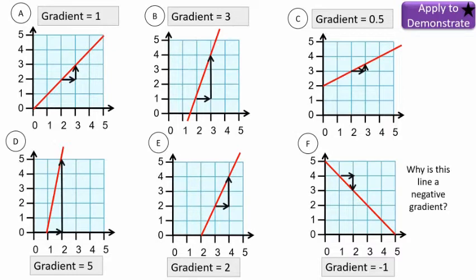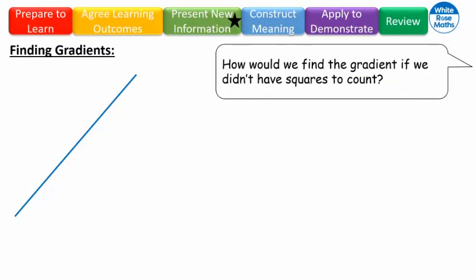For question F, we have a negative gradient. Having found out it was a negative gradient, can anyone tell me why it was a negative gradient? So, how do we find the gradient if we didn't have squares to count? Okay, this is getting slightly harder now, but hopefully you're able to keep up. You're doing really well.